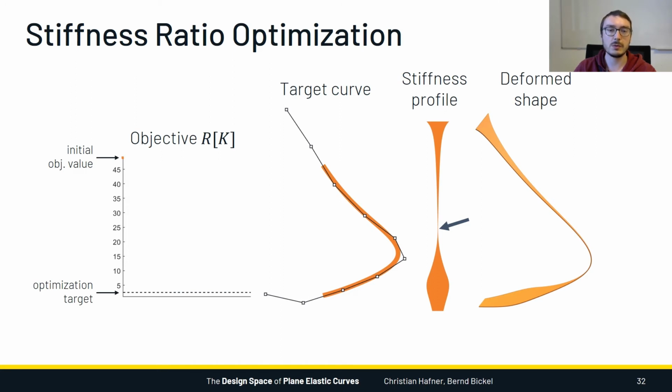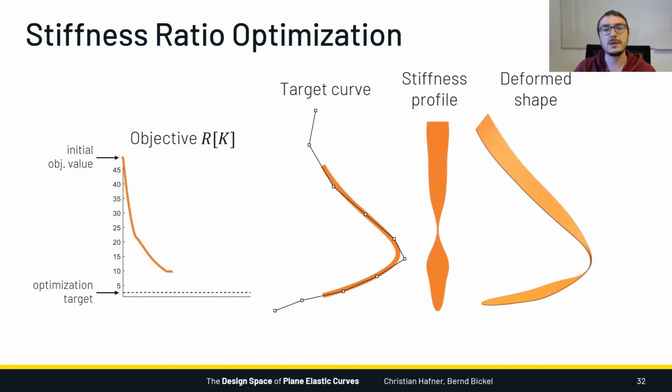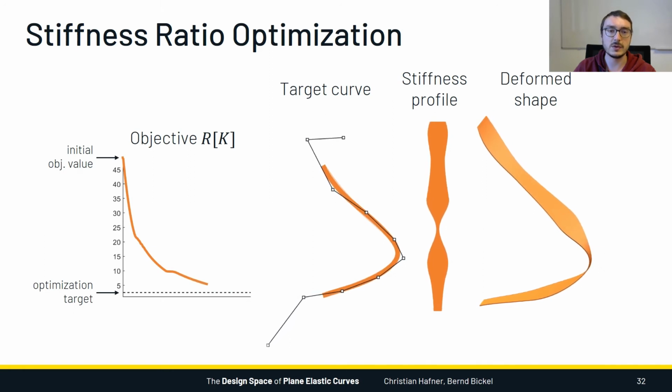But we can run our algorithm and track how it decreases the objective value and how it modifies the target curve and the stiffness profile in the process. So the objective value drops quite rapidly, and if we look at the stiffness profile, we can see that the narrow section disappears as the algorithm progresses. The target curve is modified in the process, but the overall deformed shape is preserved.